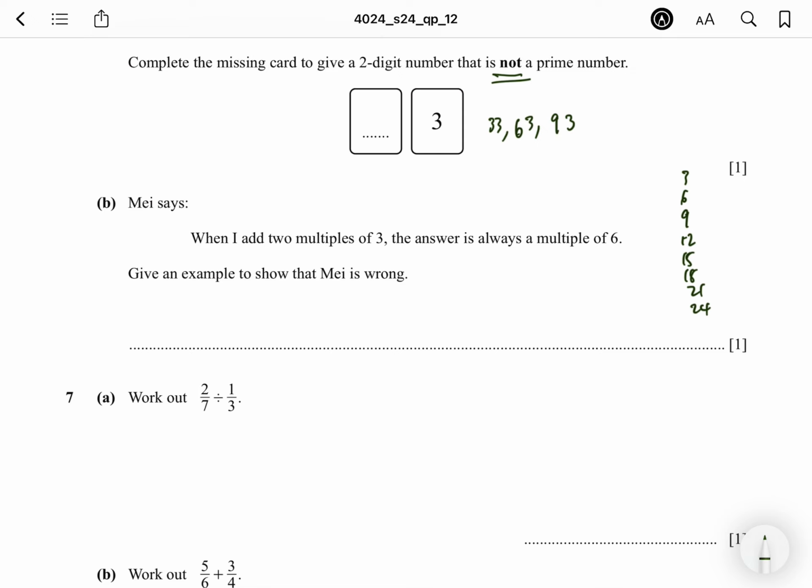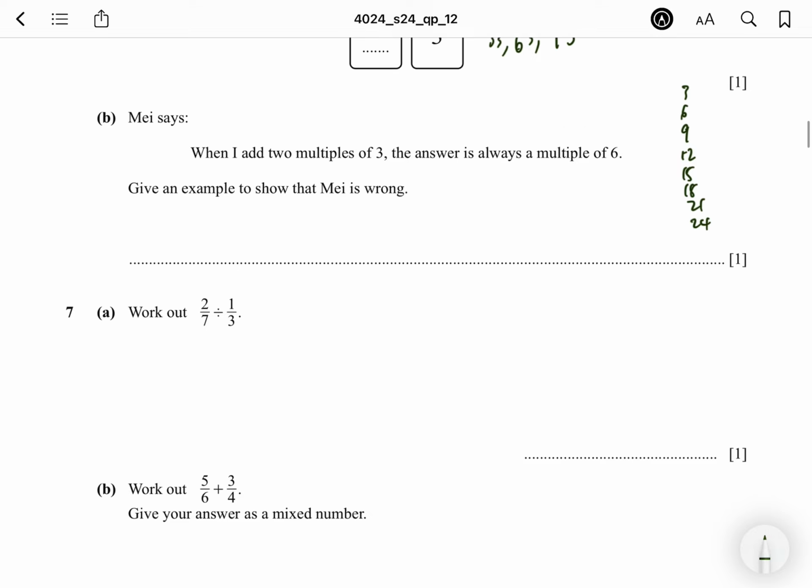So for this one, most of you, any answer is accepted.